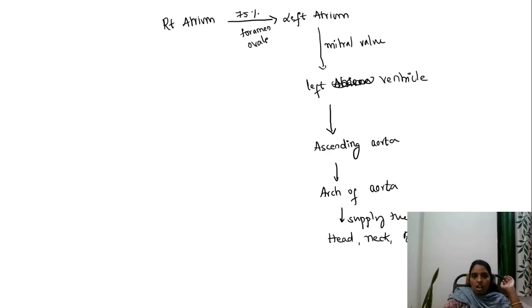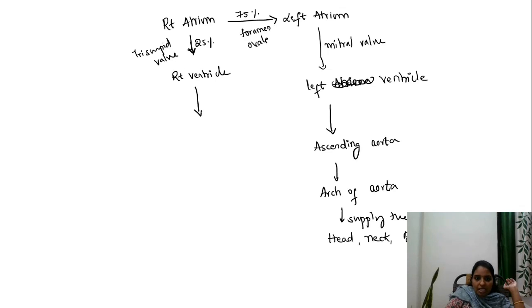Second part. Now, from the right atrium, 25% of the blood enters the right ventricle. How? Through the tricuspid valve. From the right atrium, it enters into the right ventricle through the tricuspid valve. From there, it enters into the pulmonary trunk.